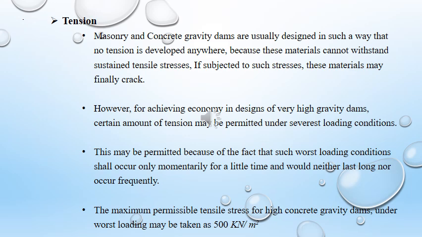This may be permitted because such burst loading conditions shall occur only momentarily for a little time and would neither last long nor occur frequently. So, only for a smaller time will these burst loading conditions occur. So, the maximum permissible tensile stress for high concrete gravity dams under burst loading conditions may be taken as 500 kilonewton per meter square.